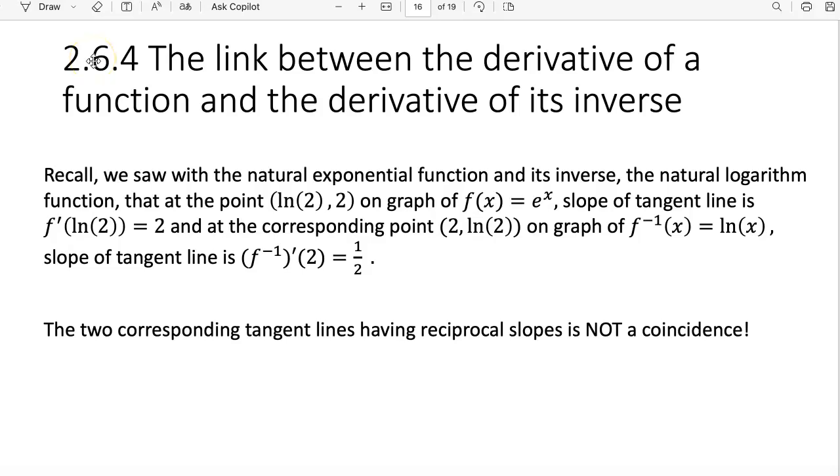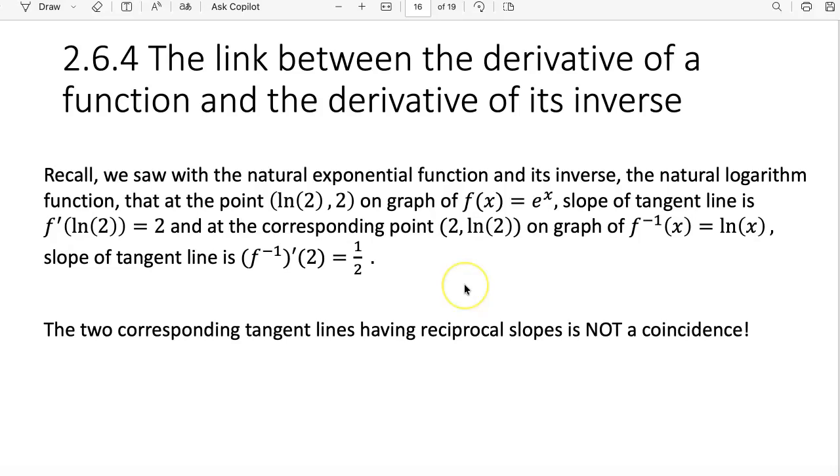So let's go over section 264 really quick. If we look at f of x equals e to the x, and the slope of the tangent line there is 2, and the corresponding point, 2 log 2. So if we graph this, f inverse of x, which is log x, then the slope of the tangent line of f inverse at 2 is 1/2.